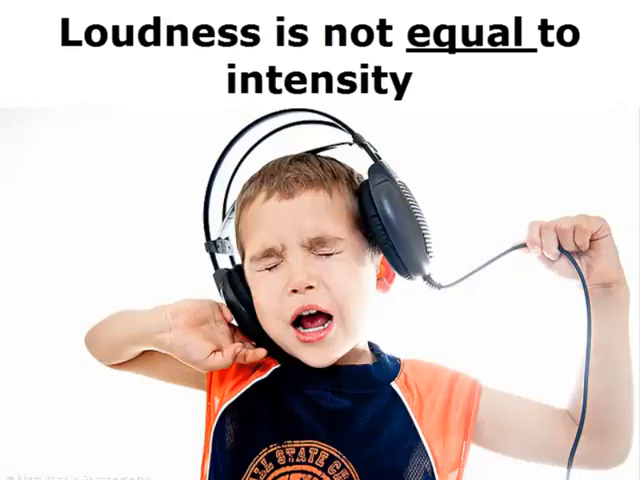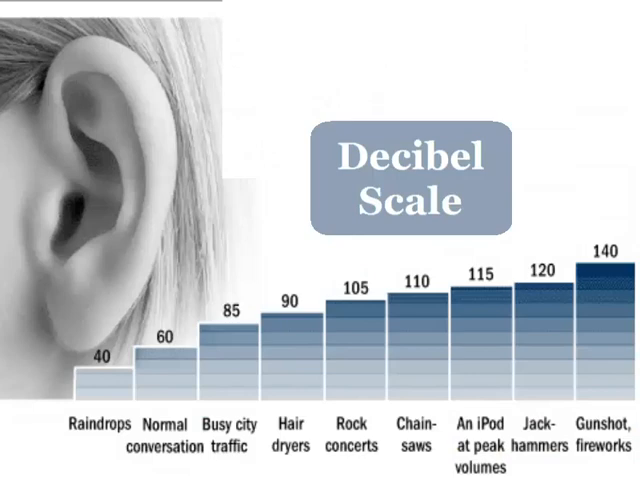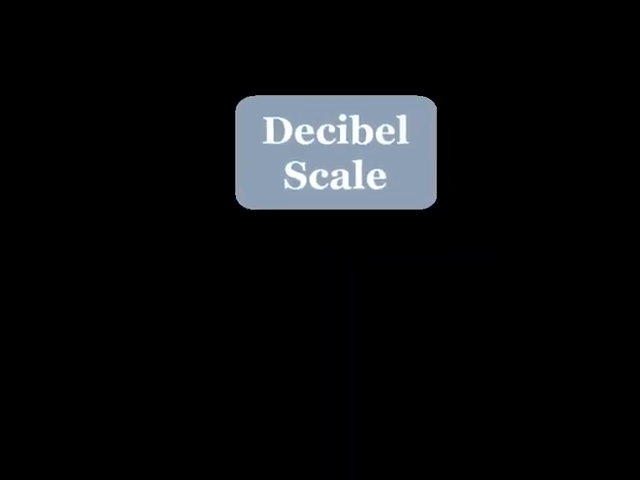The intensity of sound is proportional to the square of the amplitude of the wave. Loudness differs for different people, although it is related to sound intensity. The unit of intensity of sound is the decibel, named after Alexander Graham Bell, inventor of the telephone. The decibel scale for loudness is logarithmic.